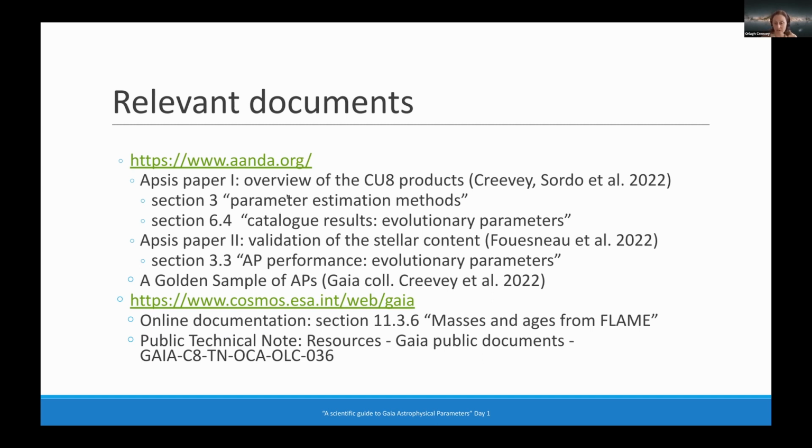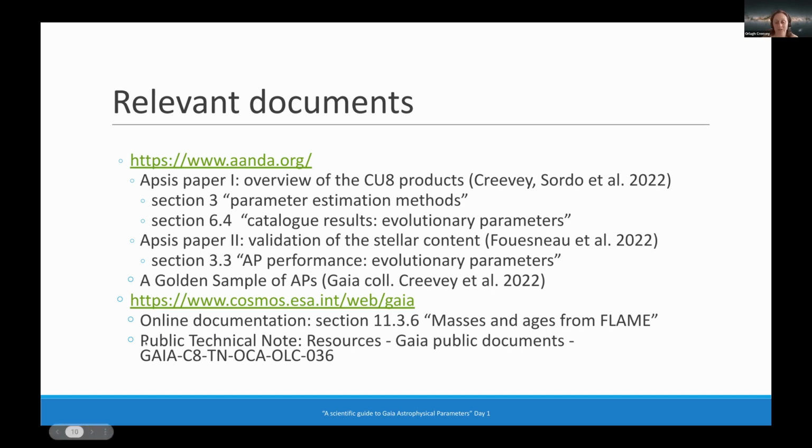But the information is not just here. On the Cosmos webpage, there is the online documentation. The astrophysical parameters are in chapter 11, and 11.3.6 is the FLAME module. Excuse me, that's the wrong word. It should be just the FLAME module.